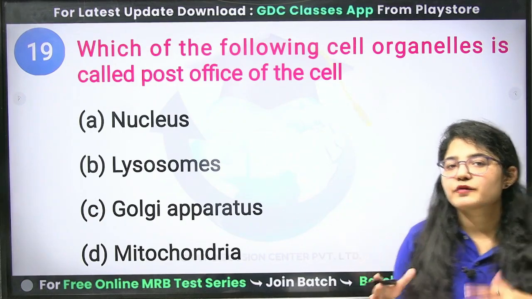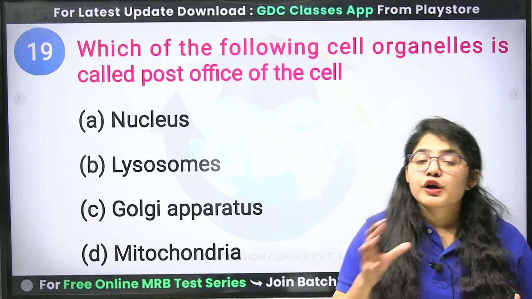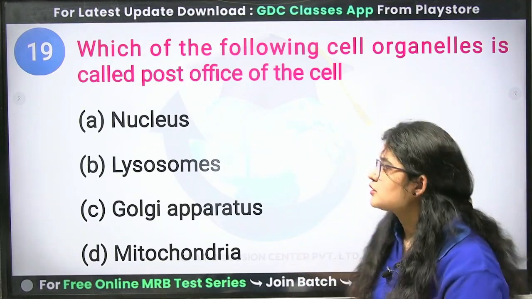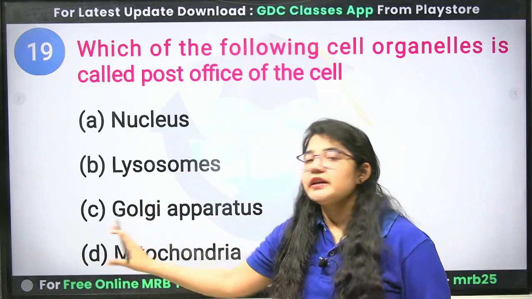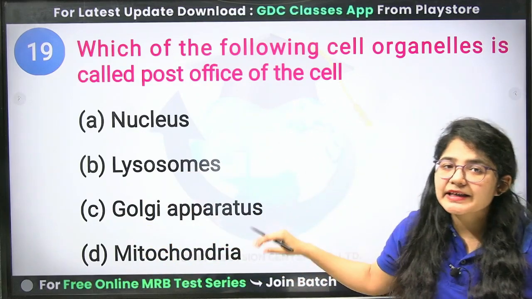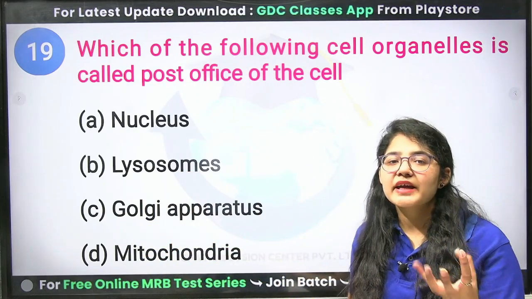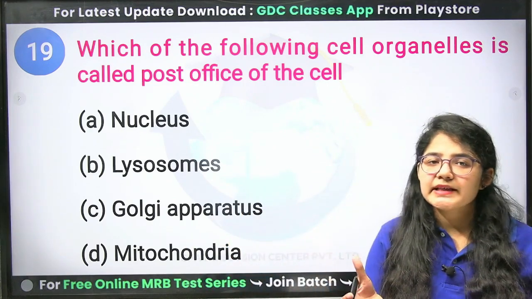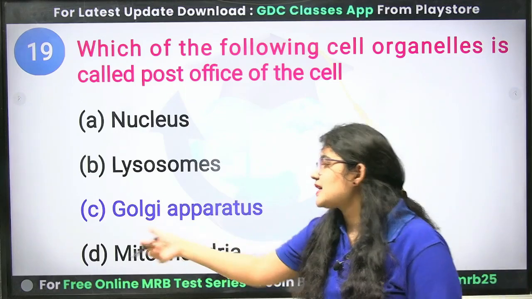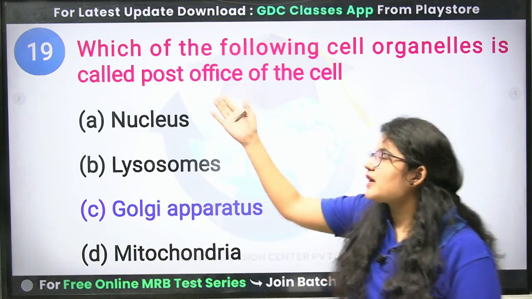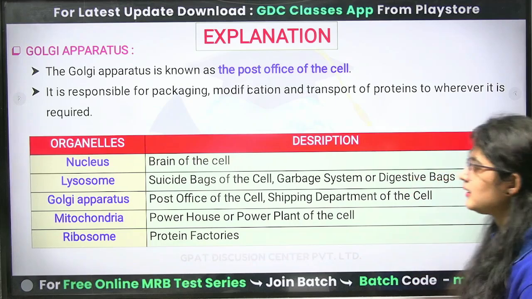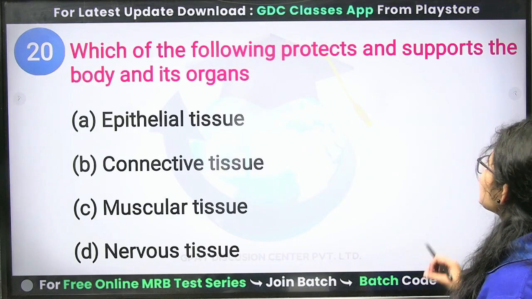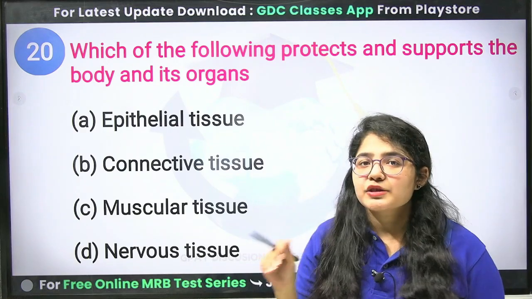What is the function of a post office? To make a particular parcel reach a particular destination. So the Golgi apparatus is the organelle that is responsible for modifying, sorting and packaging as well as the transport of proteins or lipids. So what will be the correct answer? Golgi apparatus. It is known as the post office of the cell. Clear? Okay, next question. Which of the following protects and supports the body and its organs?